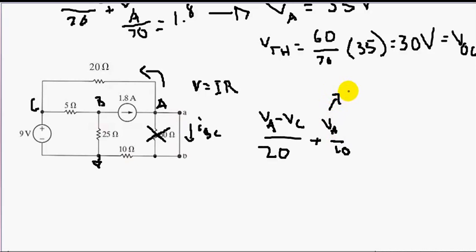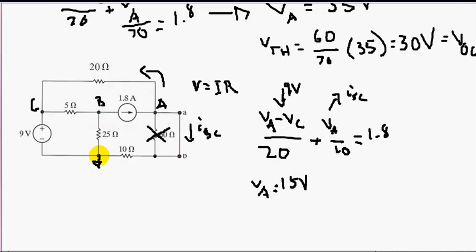Remember the I short circuit is equal to the currents going in. We have 1.8 amps going in. Okay? We replace VC by 9 volts because 9 volts is a 9 volt rise with respect to ground. We'll find that VA is equal to 15 volts. Okay? 15 volts with respect to ground.